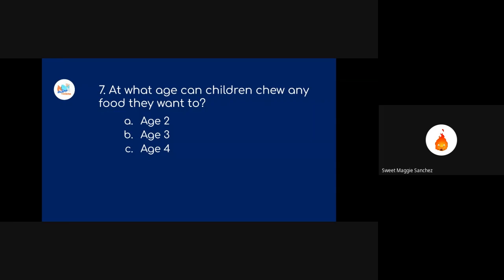Okay, timer stops. Question 7. At what age can children chew any food they want to? Is it A, age 2, B, age 3, or is it C, age 4?